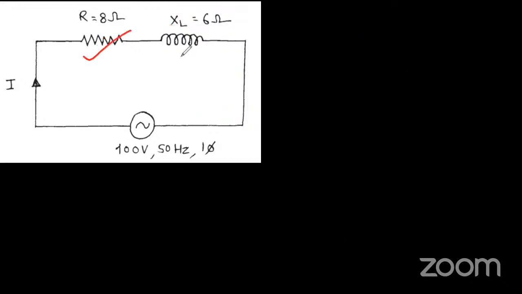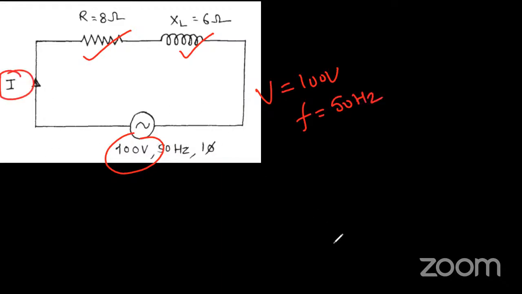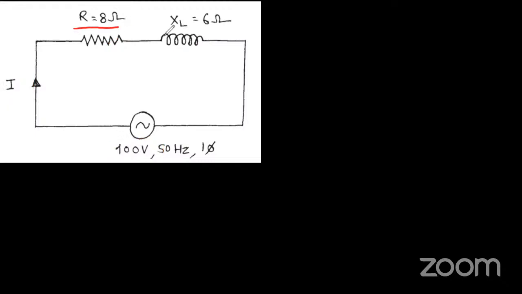So we have R, we have XL, we have voltage. Voltage is 100 volt. Frequency is given, 50 hertz. I is unknown. I is not given. So we have four values: the R, XL, voltage and the frequency.